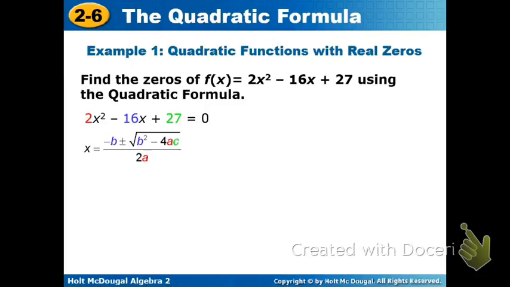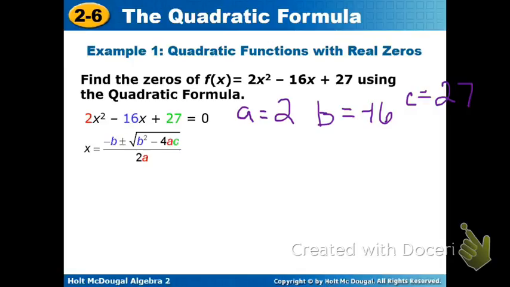So now we do, like we used to do when we were graphing them back in the beginning of this chapter. What value is a? It's right there in the red if you can see that. The value is 2. What value is b? What's with the x? A negative 16. And then your c value is the 27.